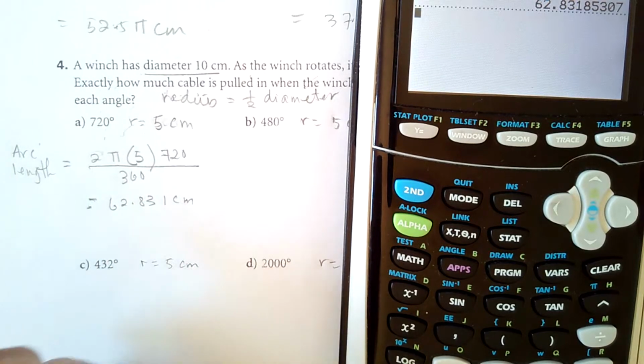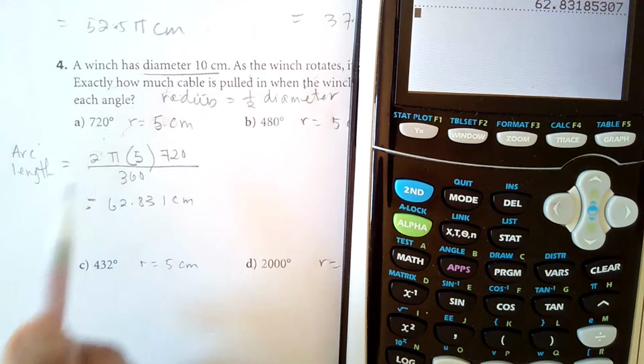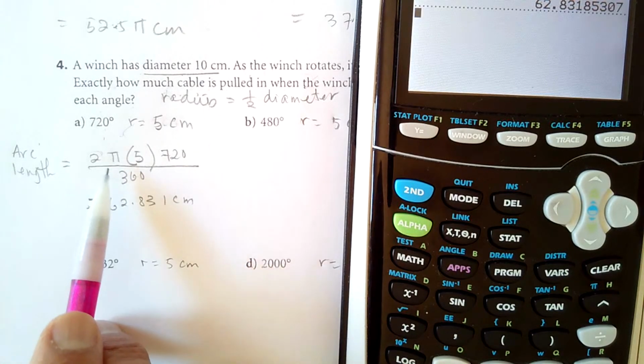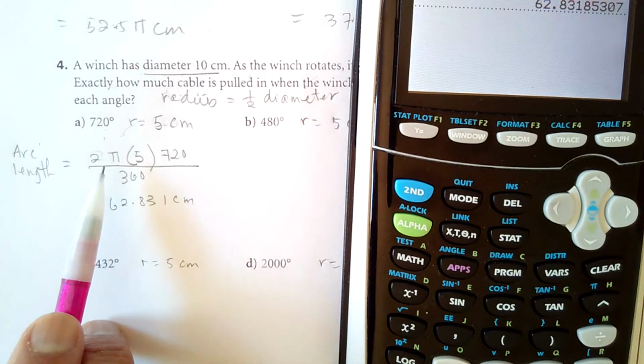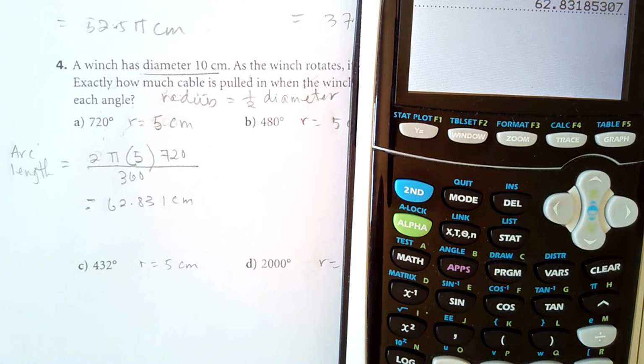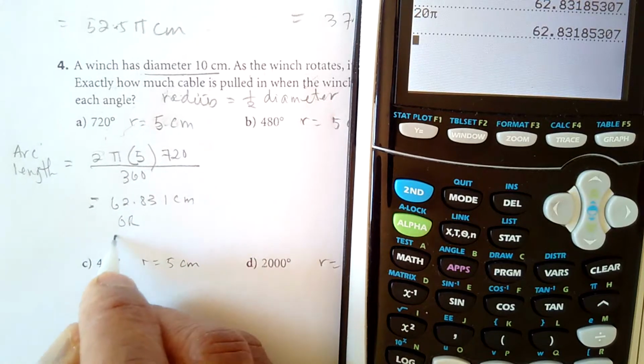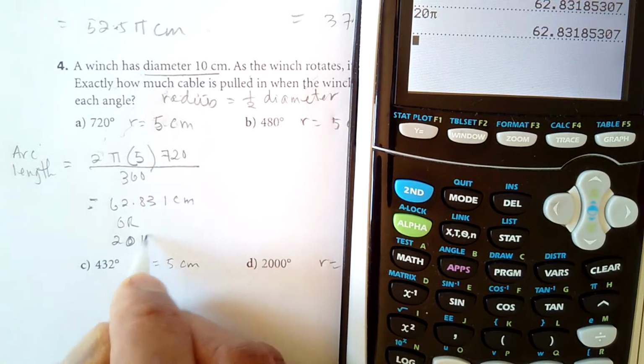Now, if you want to work that in terms of pi, how much would that be? 20? Would be 25? Let's see if that's correct. Yes, it is 20 pi.